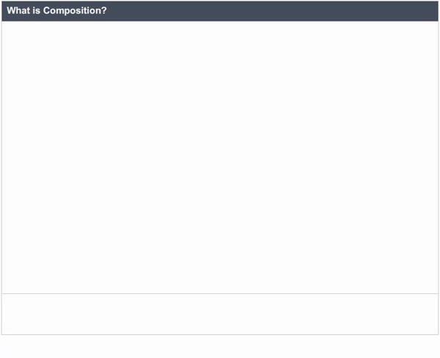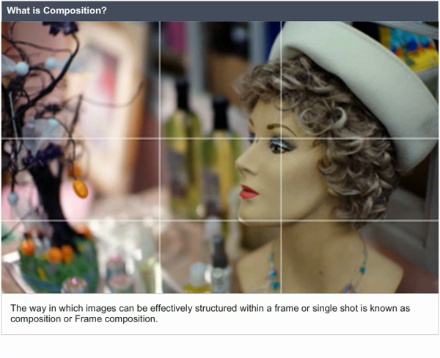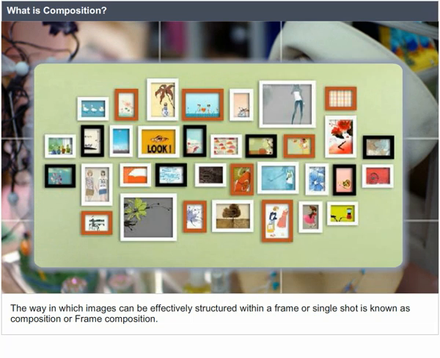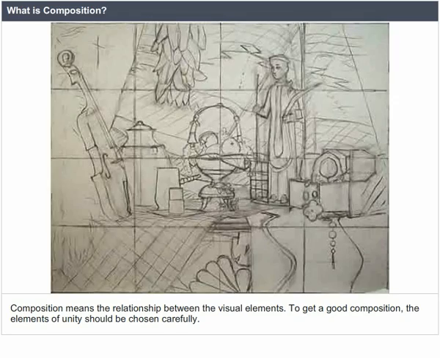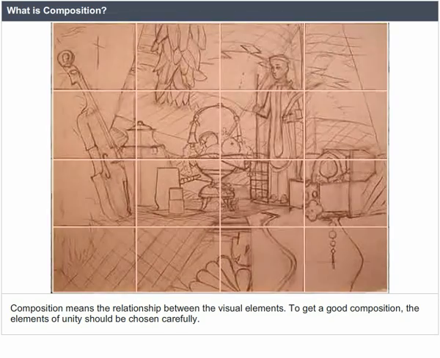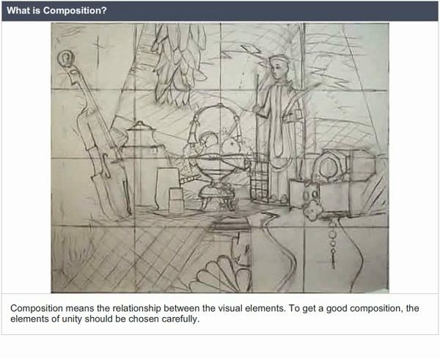What is composition? The way in which images can be effectively structured within a frame or single shot is known as composition or frame composition. Composition means the relationship between the visual elements. To get a good composition, the elements of unity should be chosen carefully.